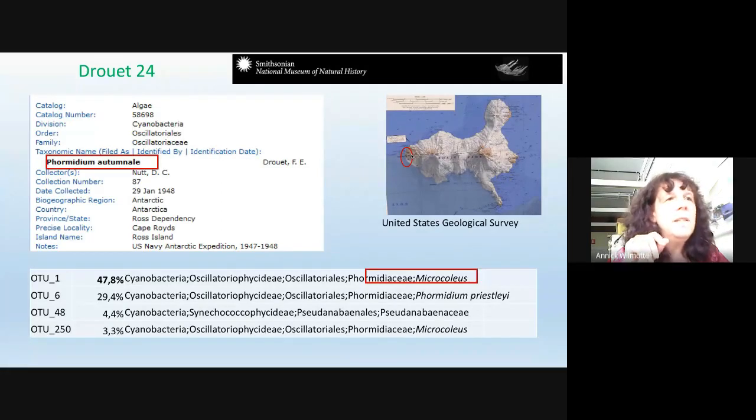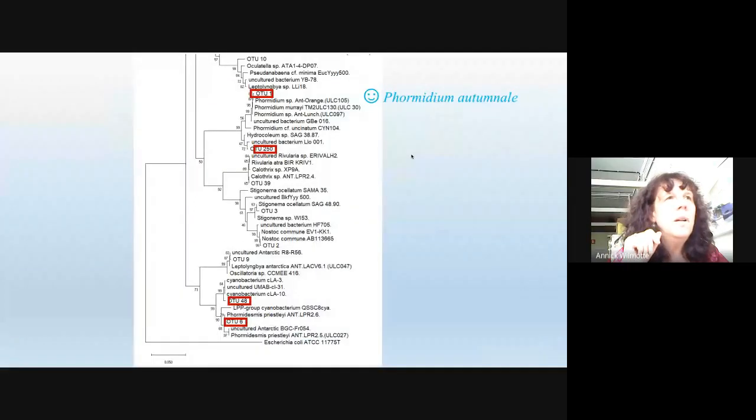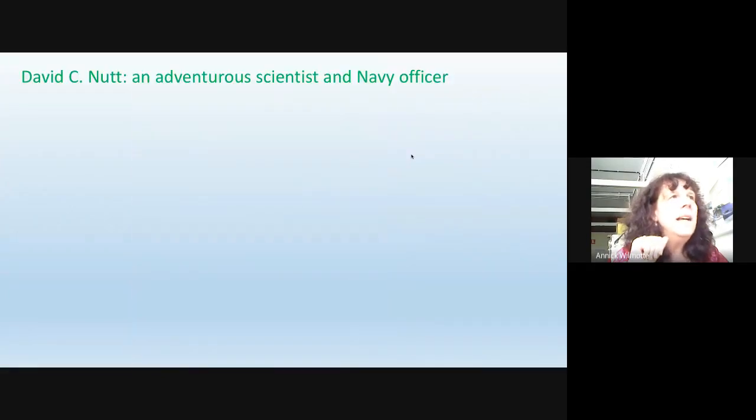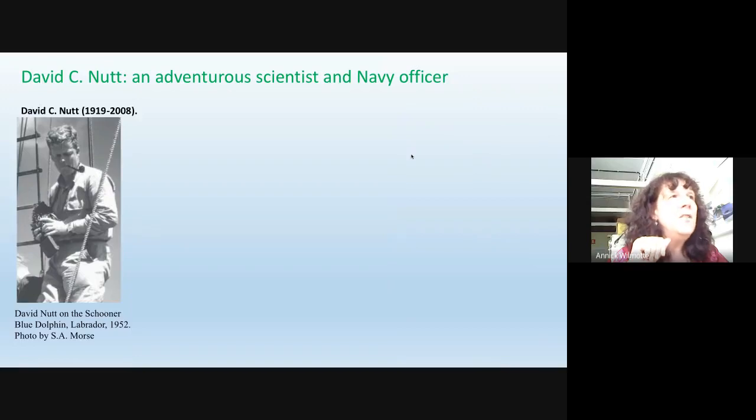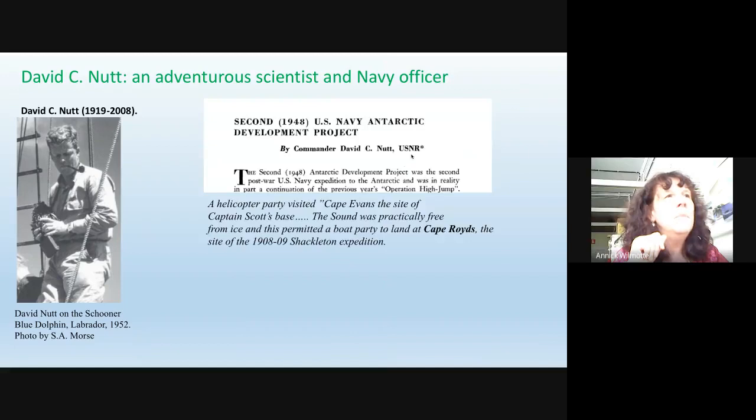So this fits together, and you can see in the tree also all the OTUs present and the Formidium autumnale present also. So in the next slide, I was interested to see that David Nutt is really a very important person. He was a Navy officer, he fought in the war, but he was also a real good scientist.